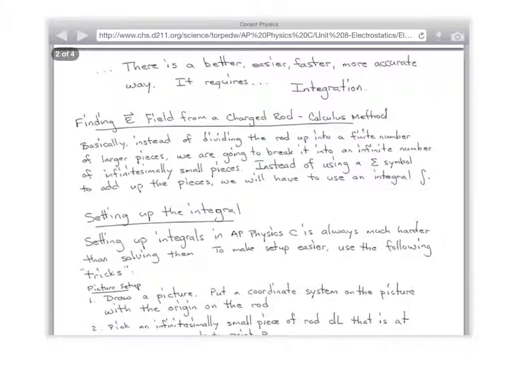All right, so finding the electric field from a charged rod. Sorry, everything's funny when your nose is plugged up. Sorry.